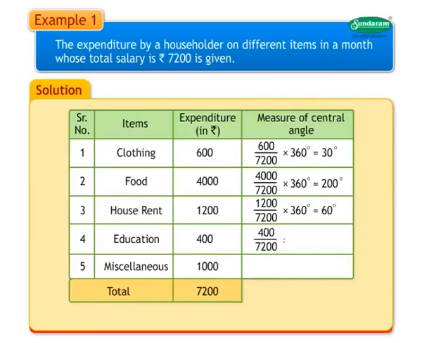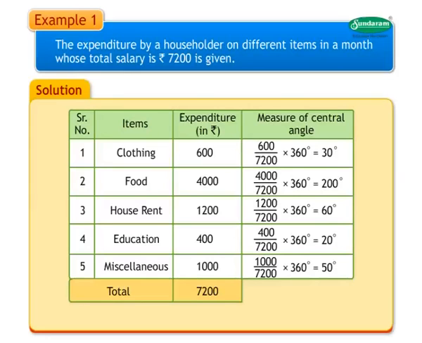For education, we get 400 upon 7,200 into 360 degrees is equal to 20 degrees. For miscellaneous items, we get 1,000 upon 7,200 into 360 degrees is equal to 50 degrees.